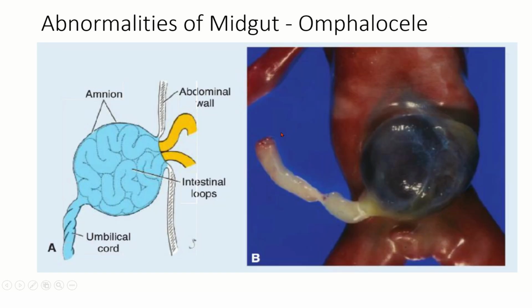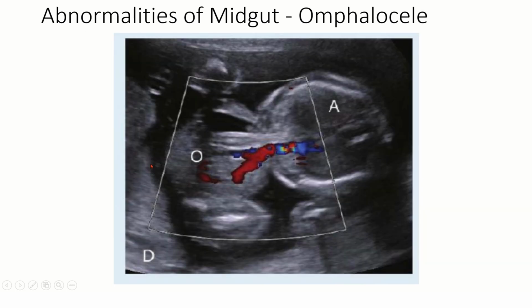So if you see the abnormalities of the midgut, this is the omphalocele. This is mainly due to failure of re-entry of the herniated midgut loops. Clearly you can see these loops are covered by the amnion. And if you observe here clearly, this is the omphalocele. O stands for omphalocele.